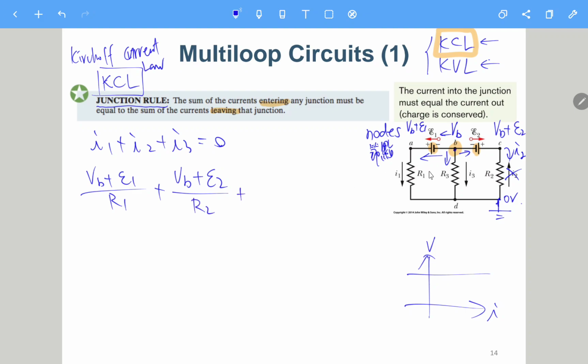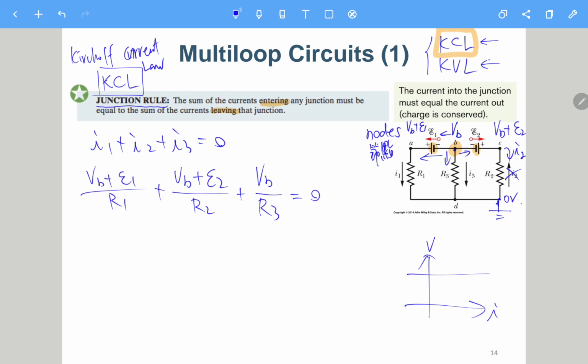And then for I3, from this point to here, this is easy. This is VB, this is 0. So VB minus 0, which is nothing but VB, over R3, to be 0. So we can write a single equation.